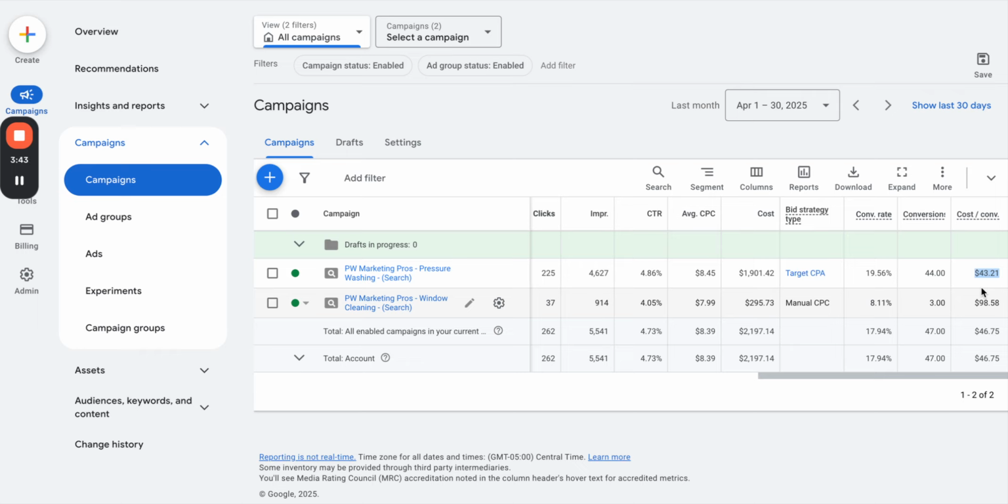And so we know that window cleaning wasn't in season this go around, but it should be, because right now, at the time of me filming this video, it's May 2nd, and this client has already got a couple of window cleaning leads already this month. So we know that it's in season. But overall, they spent $2,200, got 47 leads, $47 per lead when it comes to Google.